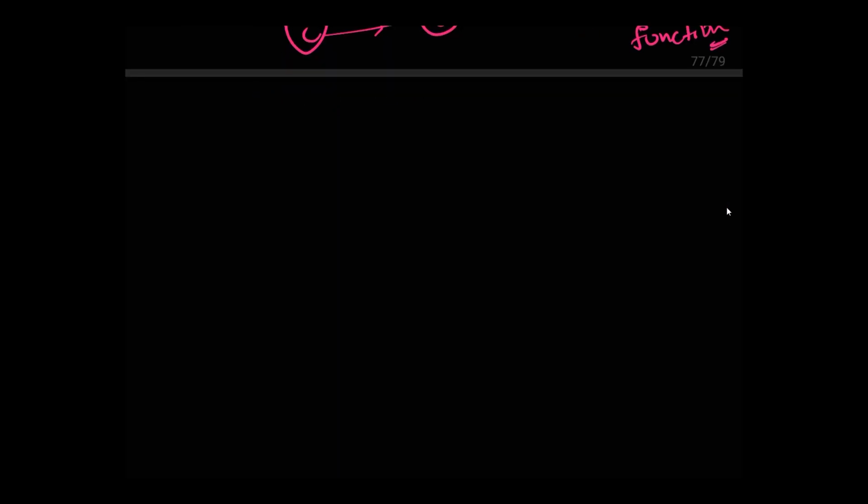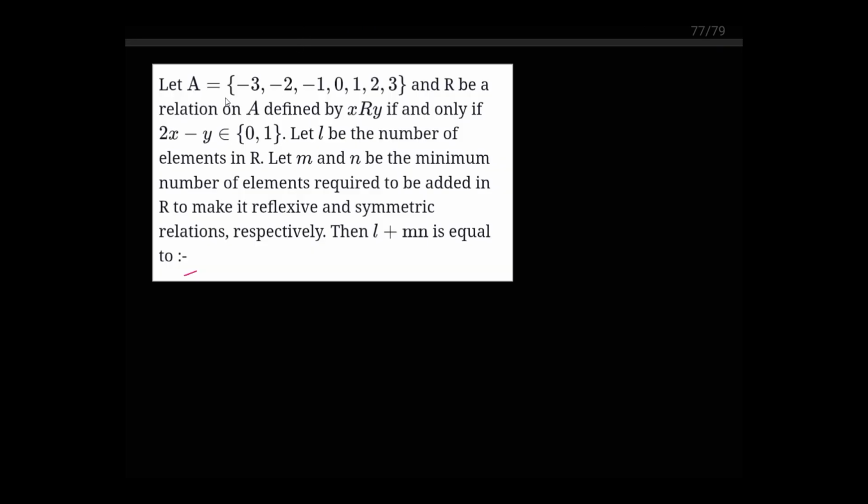Now we will solve problems. Let A equal {-3, -2, -1, 0, 1, 2, 3} and R be a relation on A defined by (x, y) belongs to R if and only if 2x - y belongs to {0, 1}. Let L be the number of elements in R, and M and N be the minimum number of elements required to be added in R to make it reflexive and symmetric. Then L + M × N will be?